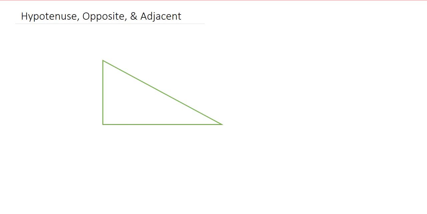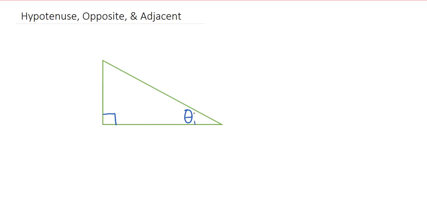Hypotenuse, opposite, and adjacent. We're using these terms to talk about the relationship to a triangle, in particular a right angle triangle. You can see here, this is a right angle. Let's pick an angle, and say that this is our angle 1.